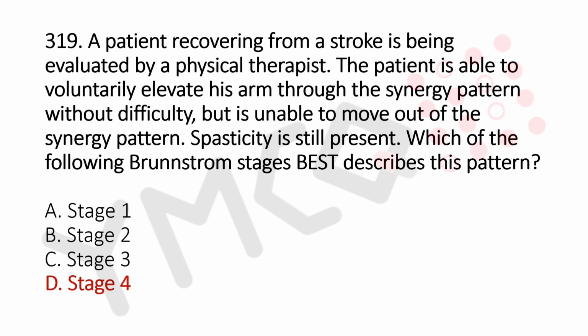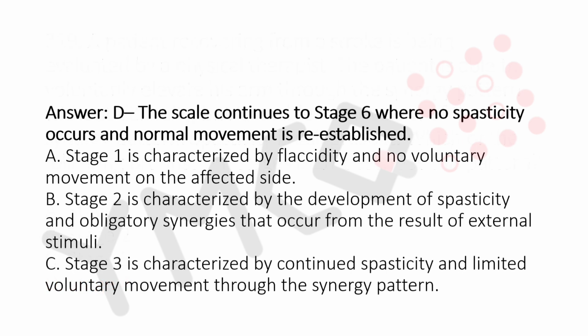Option D, stage 4. Explanation for this question is: the scale continues to stage 6 where no spasticity occurs and normal movement is re-established. Option A, stage 1 is characterized by flaccidity and no voluntary movement on the affected side. Option B, stage 2 is characterized by the development of spasticity and obligatory synergies that occur as a result of external stimuli. And also Option C, stage 3 is characterized by continued spasticity and limited voluntary movement through the synergy pattern.